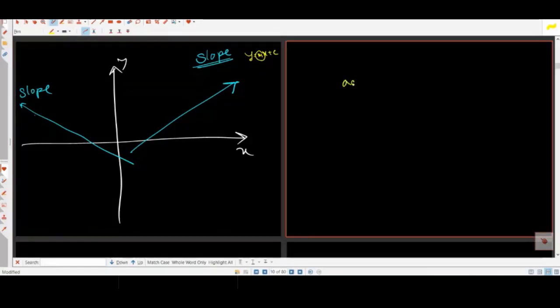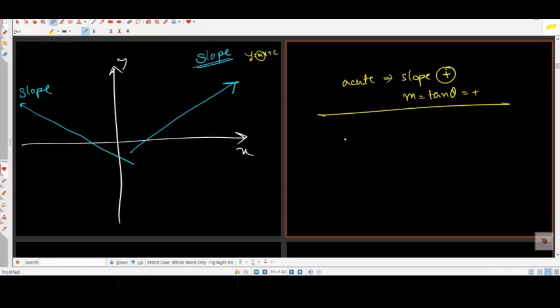If the angle is acute, then slope will be positive. That is, slope means m, that is tan theta will be positive. If the angle is obtuse.